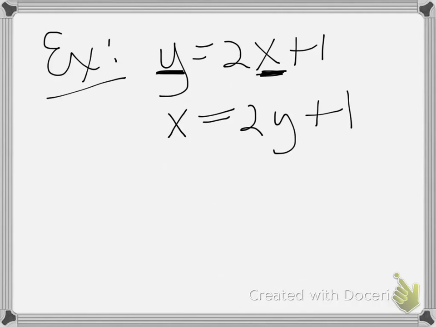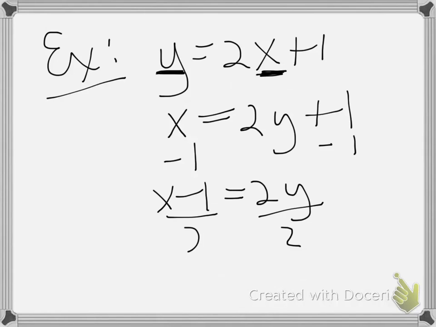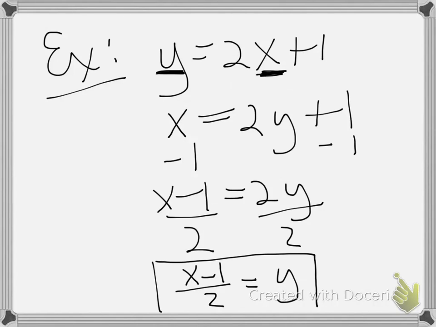But I have to go ahead and get y by itself so that it's in function form. So I'm going to subtract 1, not x. I'm going to subtract 1 from both sides, so I have x minus 1 equals 2y. Then I'm going to divide both sides by 2. So I have (x minus 1) over 2 equals y. This is the inverse function to what I started with up here.